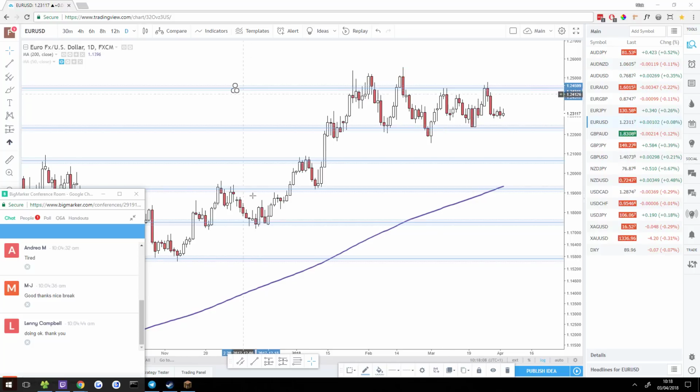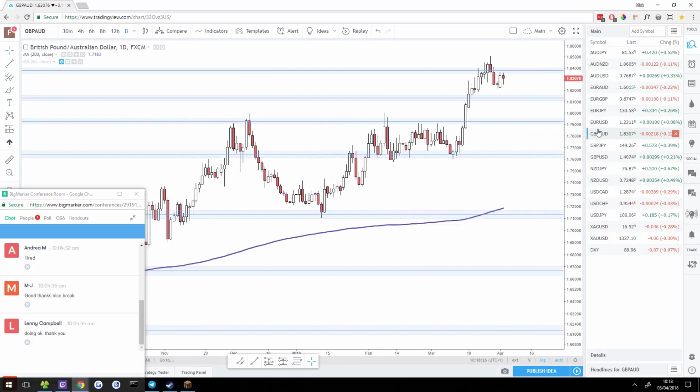So again, as we do with any range, let's look for reversals from the top and the bottom of the range. If price falls down to this support area, looking for bullish reversal. Price goes up to this resistance area, looking for bearish reversals. But right now, it's in between, so we can't really do much with Euro USD.